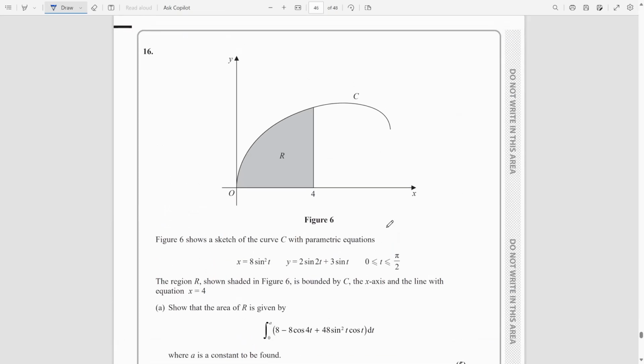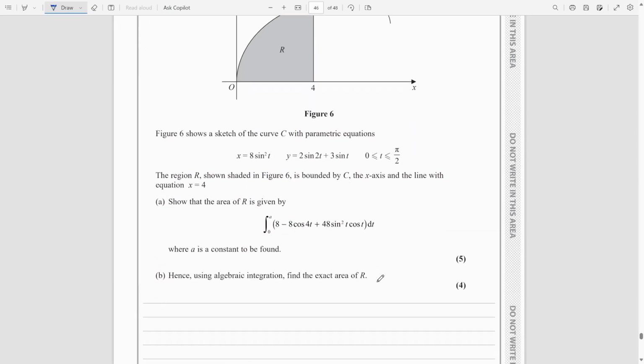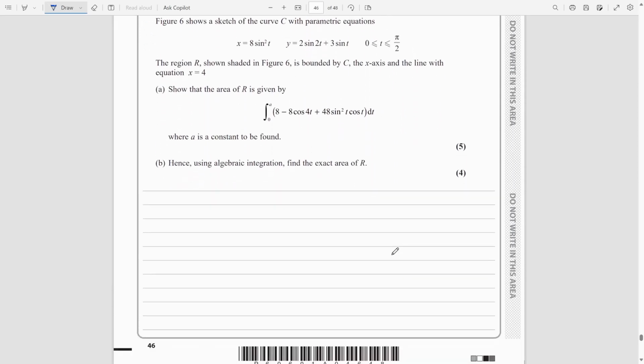Figure 6 shows the sketch of a curve C with parametric equations x equals 8 sine squared t and y is 2 sine 2t plus 3 sine t. The region R, shown shaded in figure 6, is bounded by C, the x-axis, and the line with equation x equals 4. Show that the area of R is given by this. So this is some parametric integration.